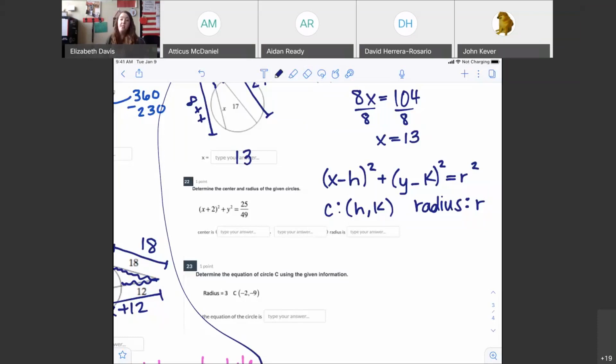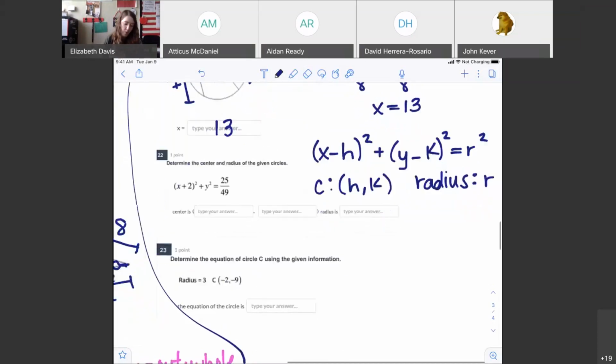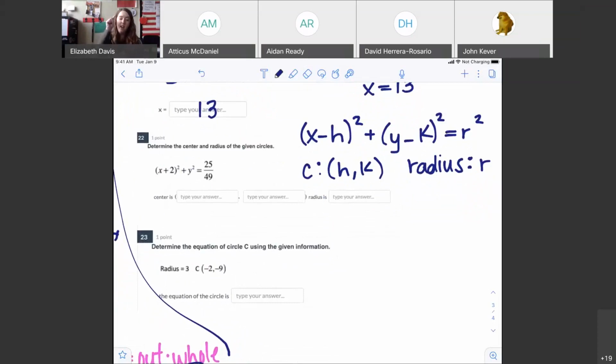Okay, so the big thing to remember about the equations of a circle is that whatever's on the inside of the parentheses, it's the opposite with what's in my center. So we have an x plus 2 here. That means what's the first part of my center? I have x plus 2, minus 2, good. It's the opposite. Now, nothing is being added to this y. So what's the other part of my center? 0, good.